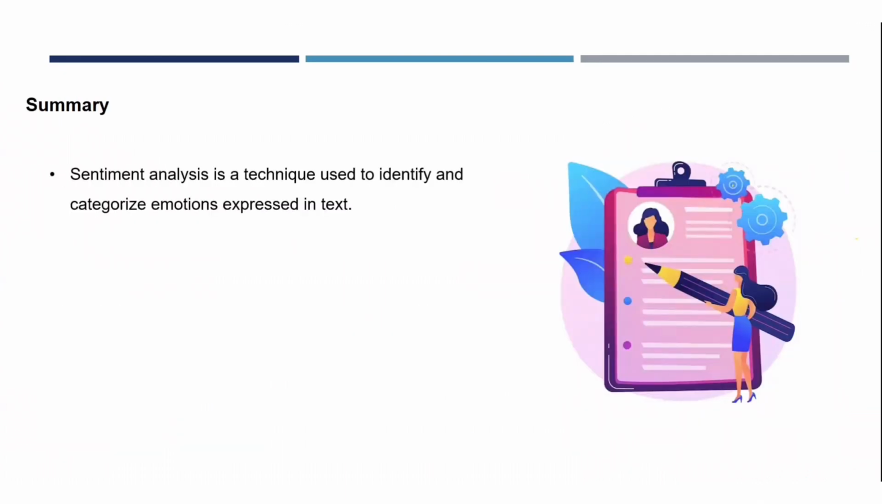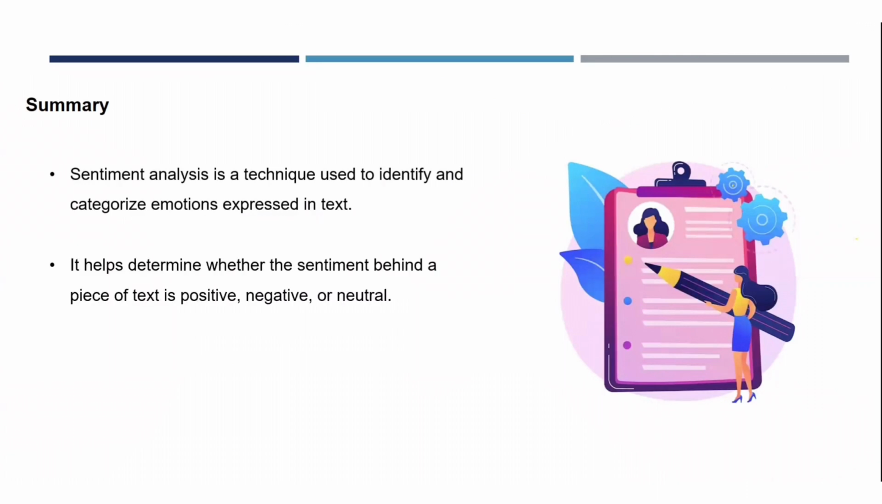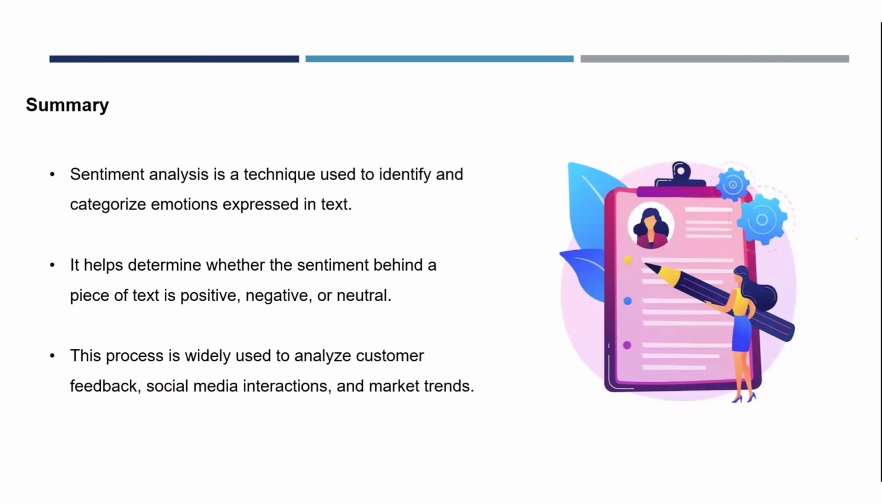Sentiment analysis is a technique used to identify and categorize the emotions expressed in text. The second point is that it helps determine whether the sentiment behind a piece of text is positive, negative, or neutral. Behind the text we find the emotions, whether the text is positive, negative, or neutral. That is possible with sentiment analysis. The third point is that the process is widely used to analyze customer feedback, social media interactions, and market trends as well. So this is about sentiment analysis.